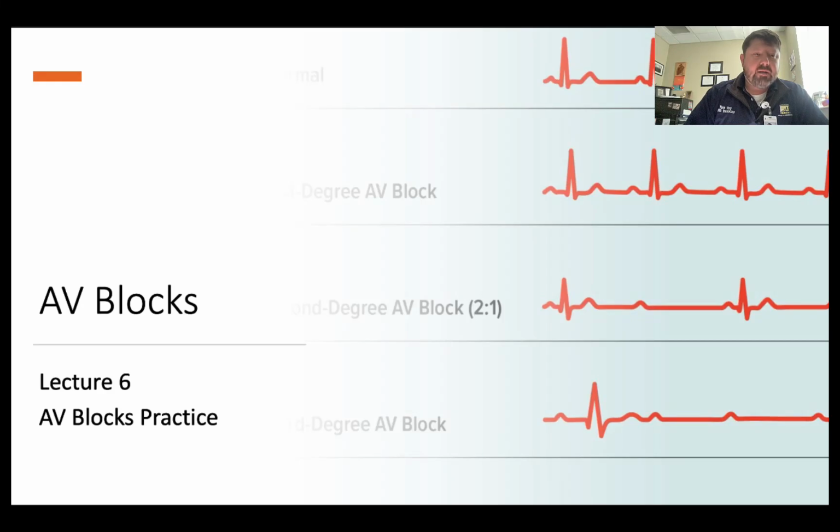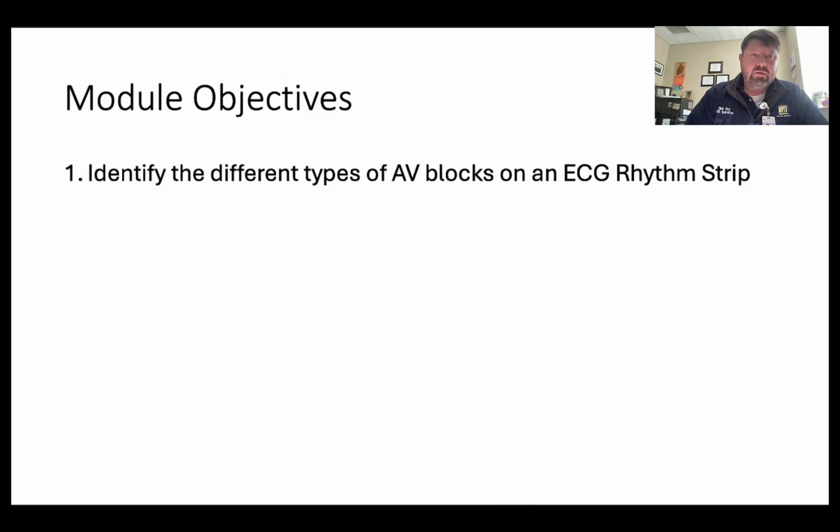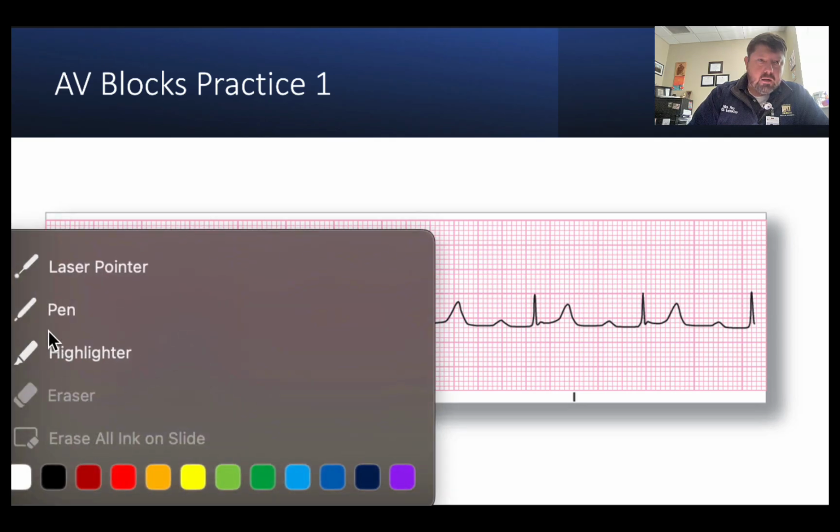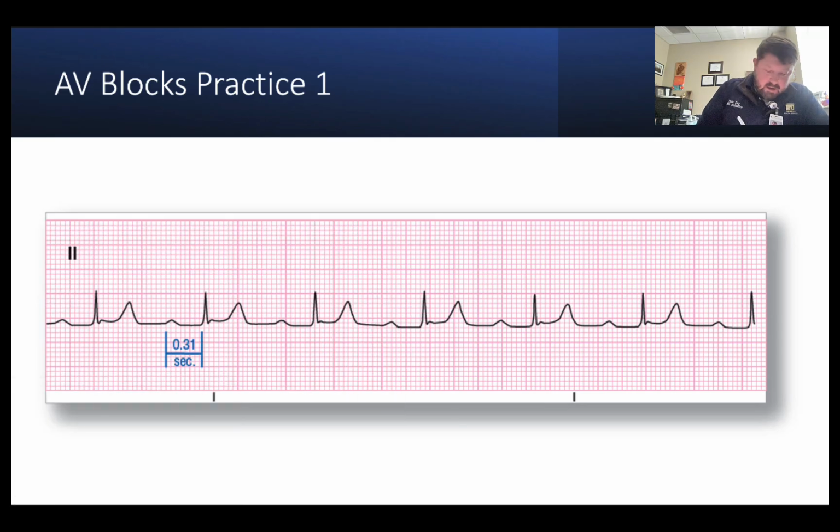So let's practice some AV blocks. Let's look at the strips and go through the rules to determine which AV block it is. So this first strip, I have an atrial rate of around 70 and a ventricular rate of around 70.